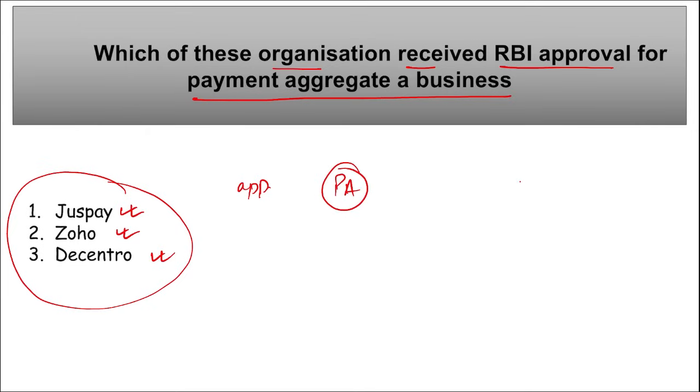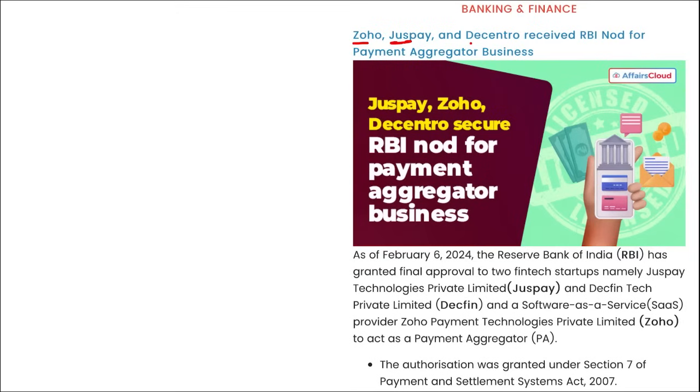If we talk about JustPay, it is a Bangalore, Karnataka based company. If we talk about Zoho, it is a Chennai, Tamil Nadu based company. And if we talk about Decentro, remember, this is also a Bangalore, Karnataka based tech firm. So here you can see Zoho, JustPay and Decentro received RBI's approval for payment aggregator business. Take a note of this. These are important.